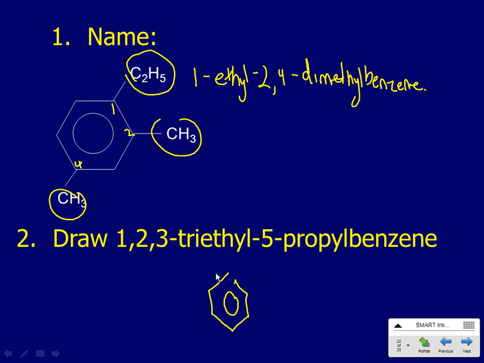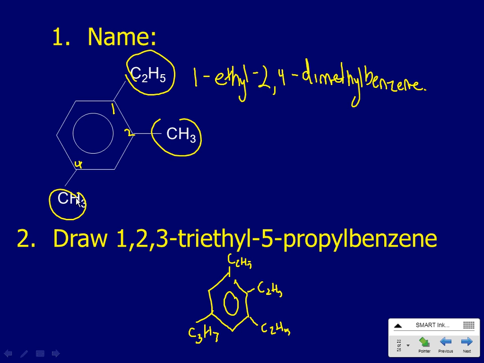1, 2, 3 triethyl. So a C2H5 and a C2H5 and a C2H5. And then a 5-propyl. 1, 2, 3, 4, 5. And propyl is C3H7, right? H7. Because you got to take that extra guy away, that extra H on the propane, to make it a propyl.